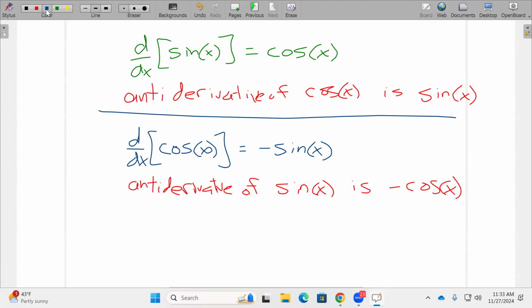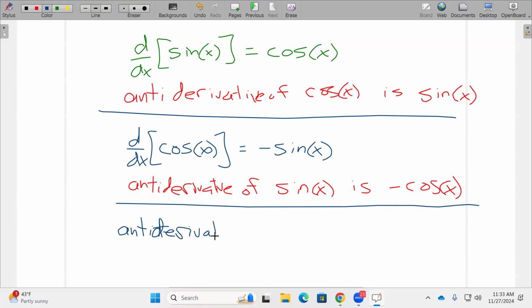All right, I'm going to jump straight to an antiderivative, see if you can tell me the answer. The antiderivative of secant squared is tangent, because the derivative of tangent is secant squared.